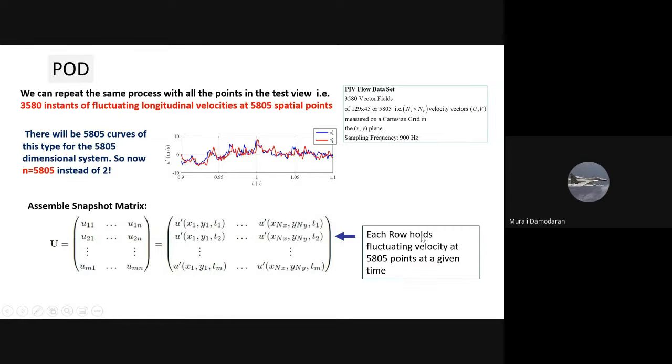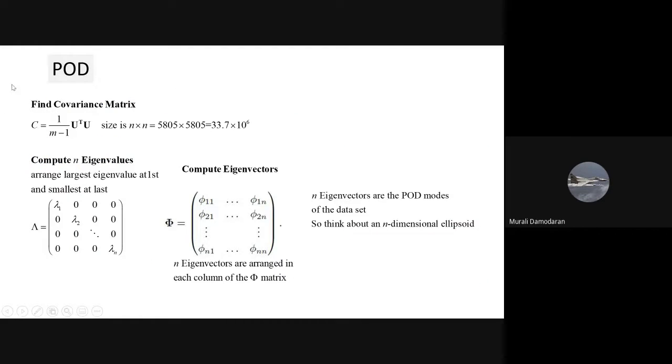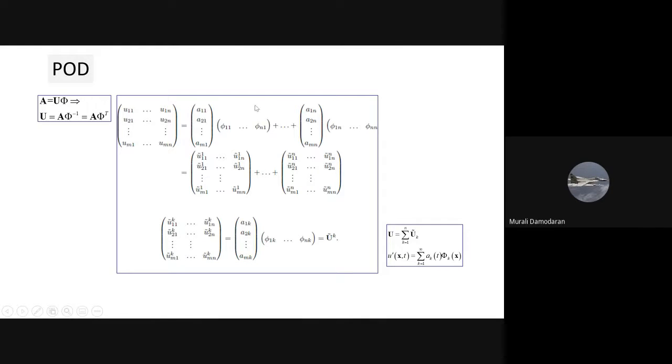So each row will hold the fluctuating velocity at 5,805 points at a given time. Okay, so you need to assemble these matrices for you to do the same thing. You go and compute the eigenvalues. Now your eigenvalues will be a lot more because the system is larger. So you need to use an algorithm. You can't calculate by hand, and there are very efficient algorithms to do that. And then corresponding to the eigenvalues, you need to find the eigenvectors, and the eigenvectors are the POD modes, and the eigenvalues will give you the estimate of the energy of the system. Okay, so you go and do all this, you will get the reduced order models here.